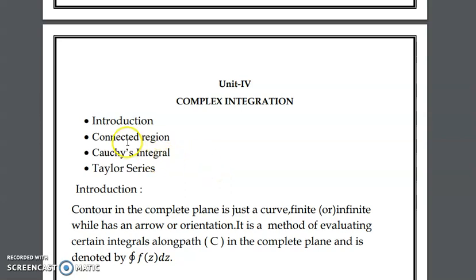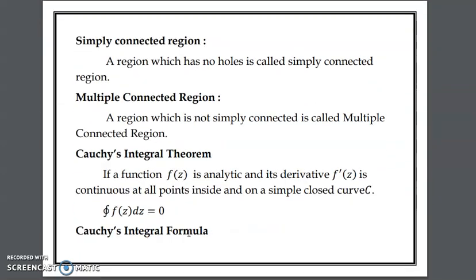We discuss the topics: Introduction, Connected Region, Cauchy Integral, Taylor Series. Introduction: a contour in the complex plane is just a curve, finite or infinite, which has an arrow or orientation. It is a method of evaluating certain integrals along a path C in the complex plane and is denoted by integral f of z dz. The connected regions are of two types: simply connected region and multiple connected region.